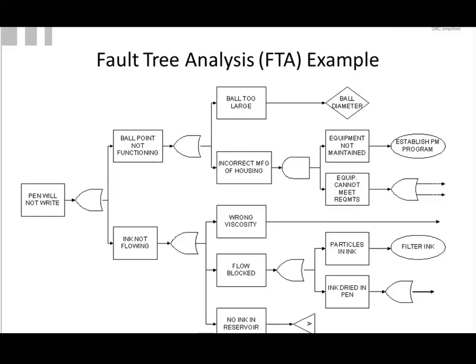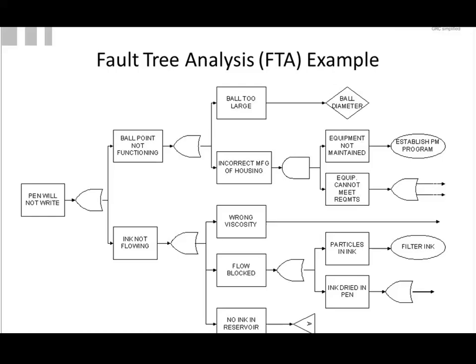Fault tree analysis is a simple one where the problem is listed there off to the left, and the various inputs that could contribute to that problem are listed increasingly to the right. Now, there's two logic diagrams on this. The very first one to the left there is what we call an OR gate. In other words, everything entering in on the right side that leads to the left side's output, pen won't write, everything under it, any one of those things can cause the problem.